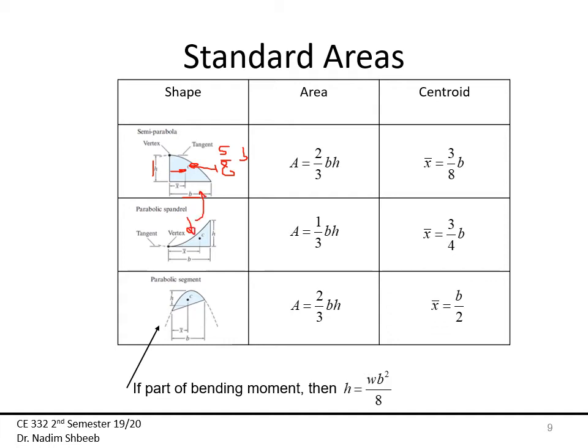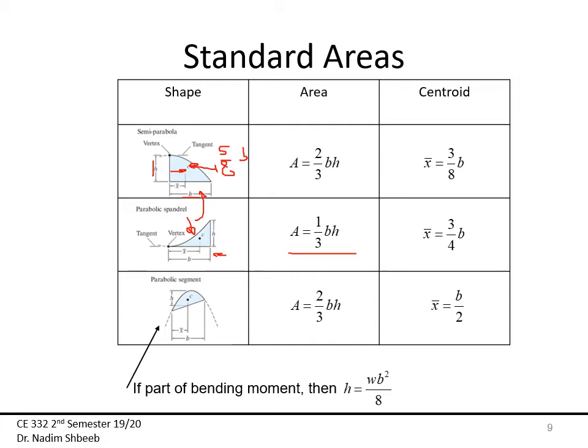instead of that shape. So in this case, the area would be 1/3 BH, and then X bar would be 3/4 of B. If I'm measuring this way, it will be 1/4. Now, if I have a complete parabolic segment, then there you're still 2/3.